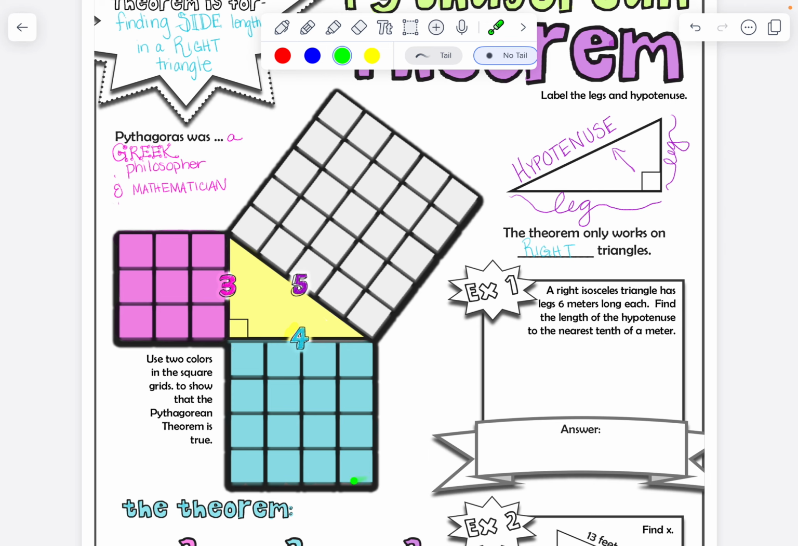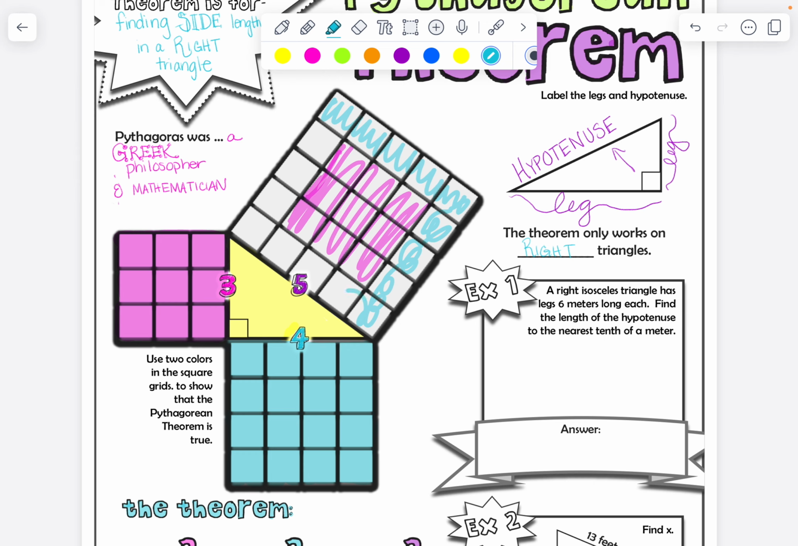I could do my area of 9 here. All right, there's that smaller square. And then plus another 16. So if I add 16 to that, so there's 4, 5, 6, 7, 8, 9, 10, 11, 12, 13, 14, 15, 16. The sum of those two smaller squares is equal to the area of that bigger square. And so we get our Pythagorean theorem: a squared plus b squared equals c squared.